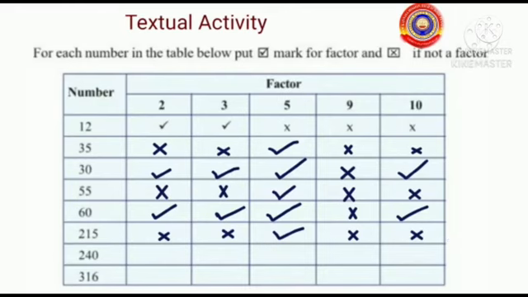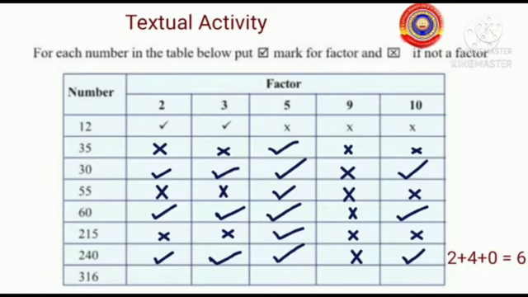Next number is 240. The digit in its ones place is 0. Therefore, 2, 5 and 10 are the factors of 240. Then find its digital root, that is 2 plus 4 plus 0, which is equal to 6. 6 is a multiple of 3. So, 3 is the factor of 240. But 6 is not a multiple of 9. So, 9 is not the factor of 240.